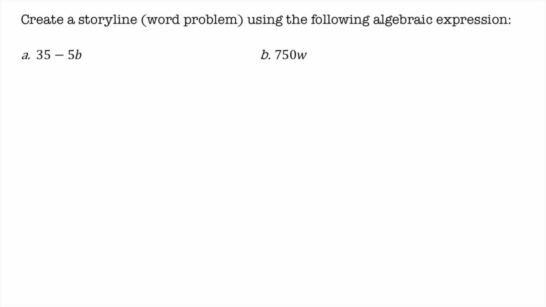Then the next one is creating a storyline or a word problem when you're given a certain algebraic expression. So this is working backwards. You're given an expression, you have to create the problem. So A is 35 minus 5B.